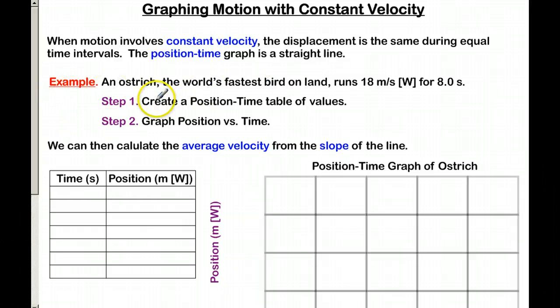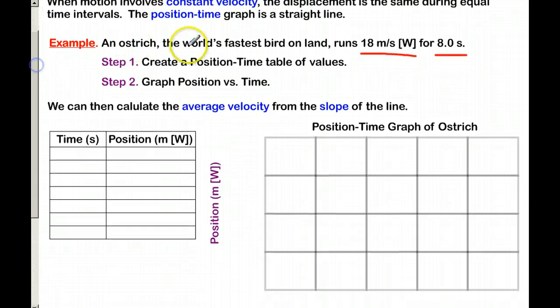For example, an ostrich, the world's fastest bird on land, runs 18 meters per second west for 8 seconds. We can take that information and break it down on a per second basis. Step 1, create a position time table of values. Over 8 seconds, we want to report what happened. So 1 second, 2, 3, 4, 5, 6, 7, and we need another column for 8.